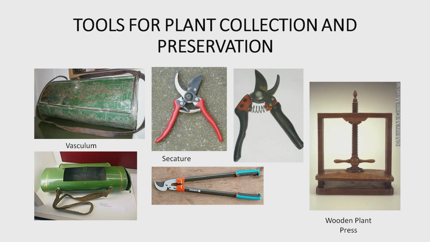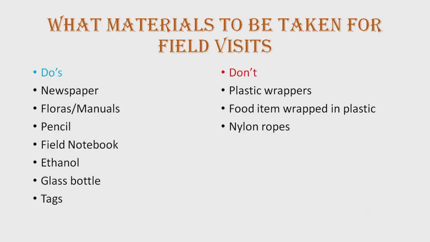Next is the wooden plant press, where you can keep the pressed collected plants in the newspaper, and you can just fold them and keep them under this wooden press, and daily you can just screw them so that it becomes very tight and dries up very easily.